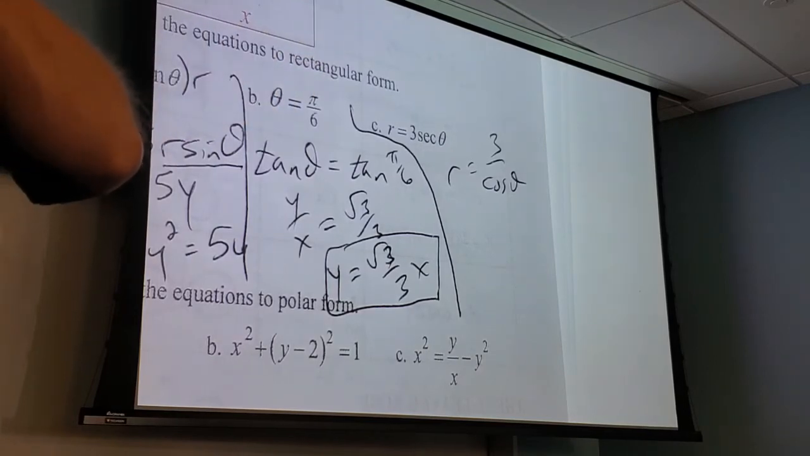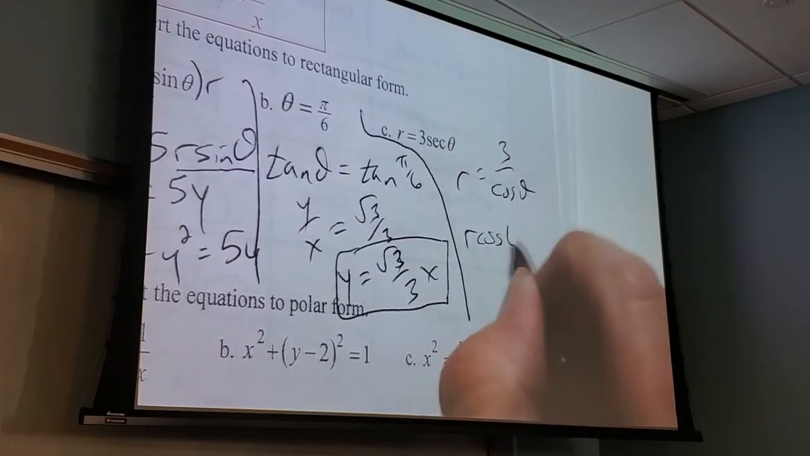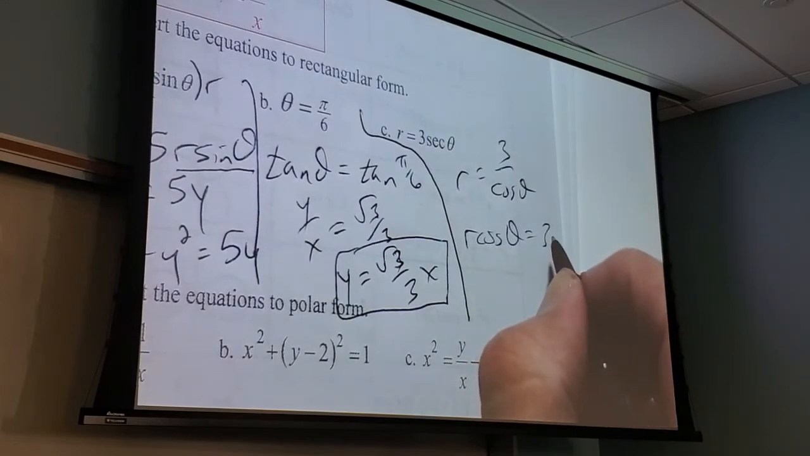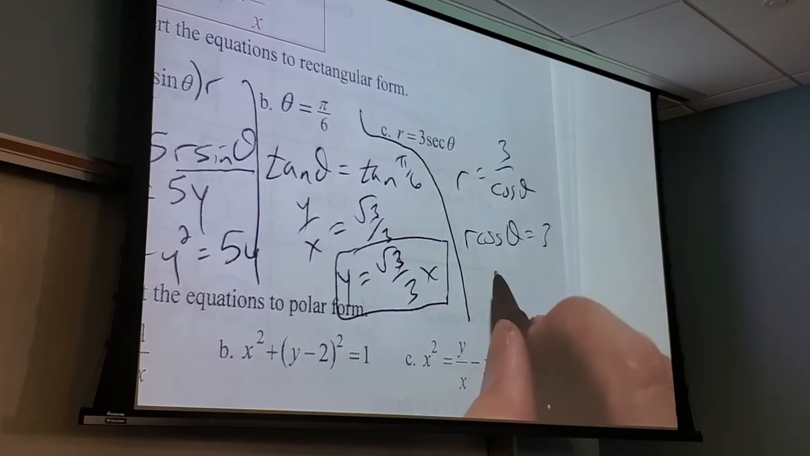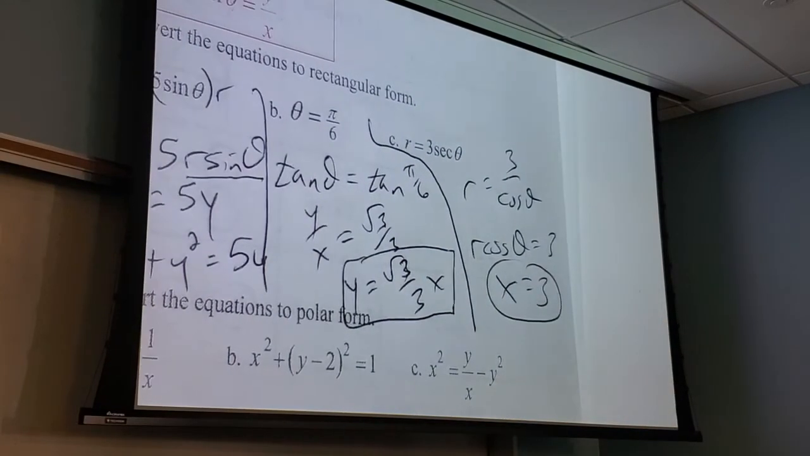How would I replace it with x? What has to be in front of it? R. So can I take care of both of those at once? What do I get if I multiply both sides by cosine? R cos theta equals 3. Yeah, so if I multiply both sides by cosine, I get r cosine theta equals 3. And r cosine theta is? X. I get a straight line. Again, but a straight up and down line now.